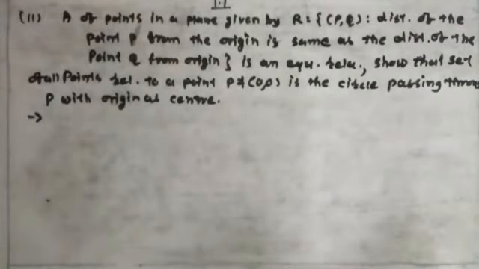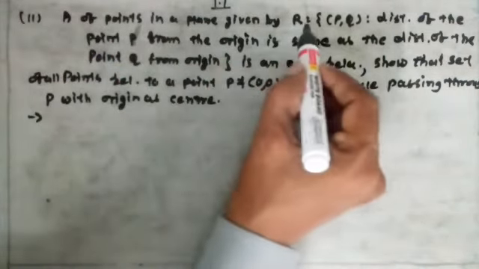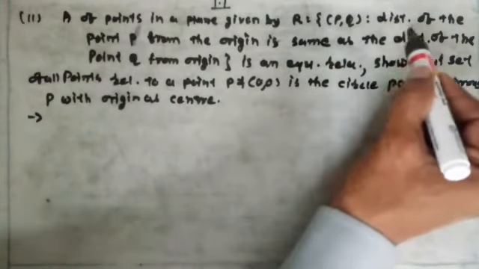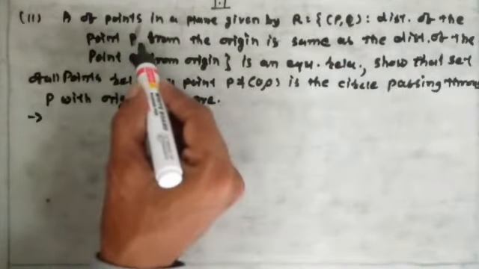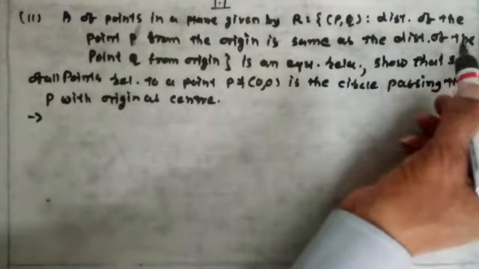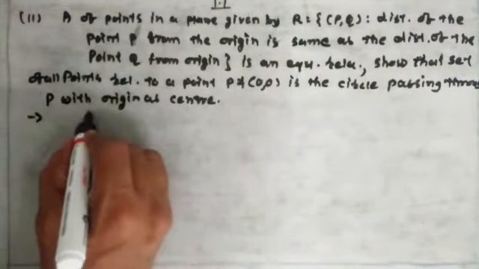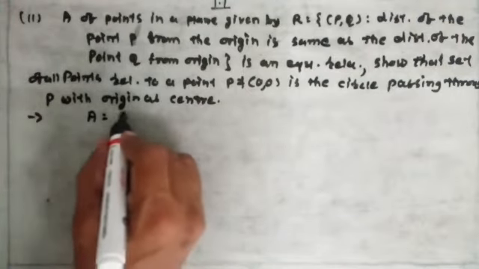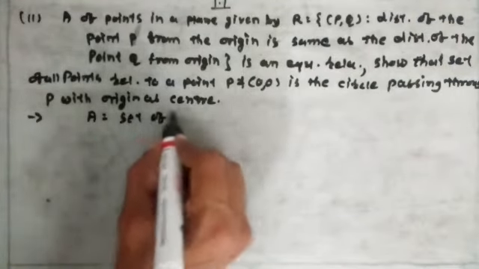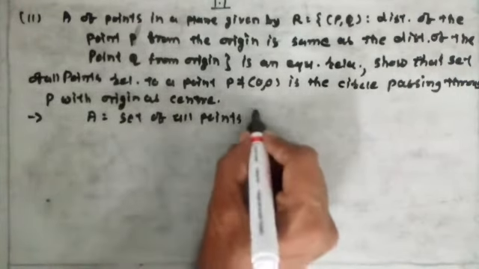Now question number 11. Show that the relation R in the set A of points in a plane given by R is equal to {(P, Q)} such that the distance of the point P from the origin is the same as the distance of the point Q from the origin. Here set A is equal to the given set of all points in a plane.